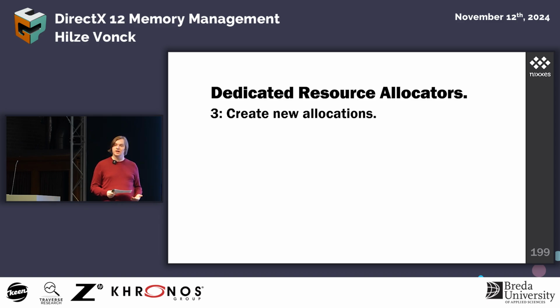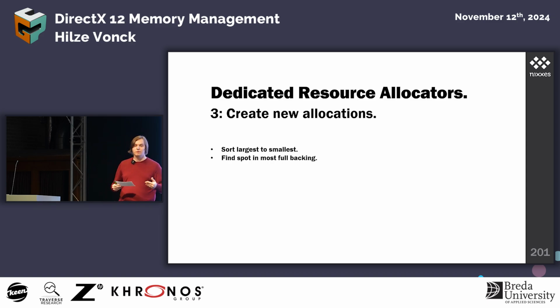3, creating new allocations in the different backing data. First thing that we have to do is sort all the allocations based on their size, from largest to smallest. Then we loop over all of these allocations, and for each allocation, go over all of the backing data in the order that we sorted to earlier. We then check for each of those backing data if this allocation could be fit in those, and we do this until we find a spot for them.